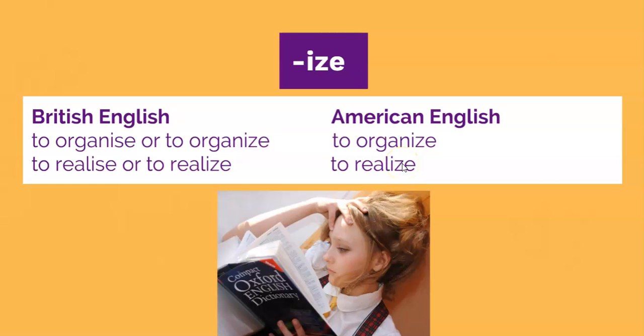The reason for this is because in 1425 the first example of organise with a Z was recorded in the Oxford English Dictionary, while realise with a Z appeared in 1611. These verbs with the ISE spelling were recorded more than 100 years later.